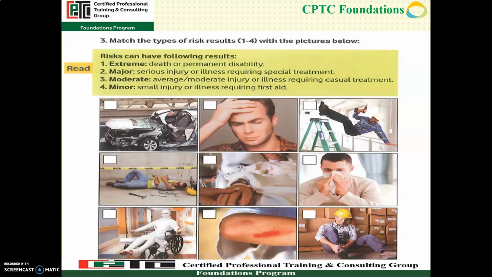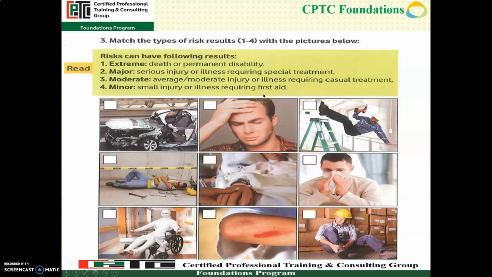And then the moderate one. Moderate means average. So it's not really very dangerous. It's a moderate injury or illness which requires casual treatment. Casual means not very serious. That's the meaning of casual in this context. It doesn't really lead to major health problems, and it can be treated easily. Of course, you might need a doctor, but it's easy to treat, and you can easily recover from it.